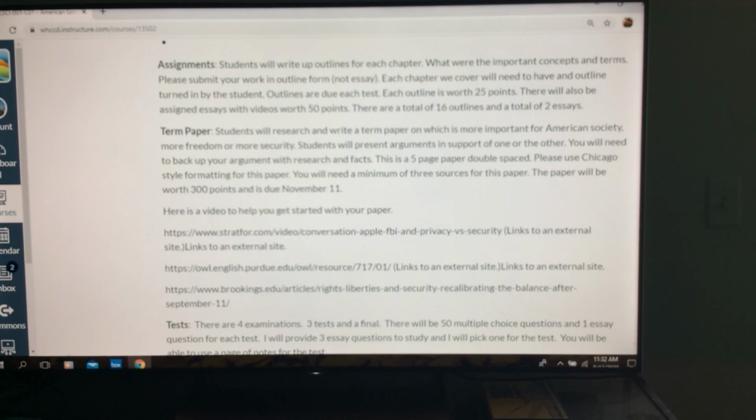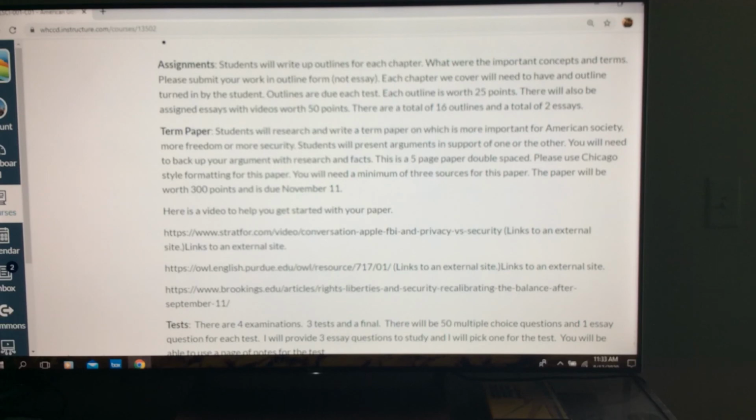You'll need to have a minimum of 3 sources for this paper. The paper will be worth 300 points and is due November 11th. I have some links there. The Purdue OWL has Chicago style. The Brookings Institute and Stratfor are papers. They're pretty good on telling you what I'm trying to look for.